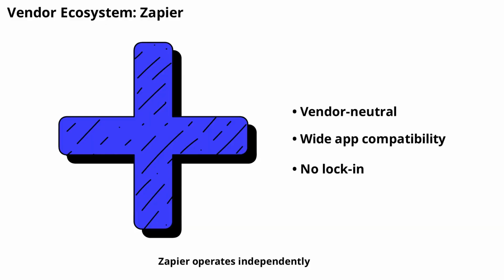Zapier operates independently, focusing on integrating a wide range of third-party applications. Its vendor-neutral approach allows finance teams to connect tools from different providers without being locked into a single ecosystem. This flexibility is ideal for organizations with diverse software stacks or those seeking to avoid vendor lock-in.